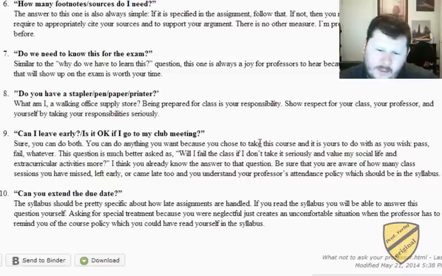So, can you extend the due date? This one I have at number 10 because that can be a valid question sometimes, when there's a major event that you simply can't work around and you know ahead of time. If you ask, the instructor is much more likely to be able to work with you when you contact them ahead of time. The further ahead of time, usually the better.